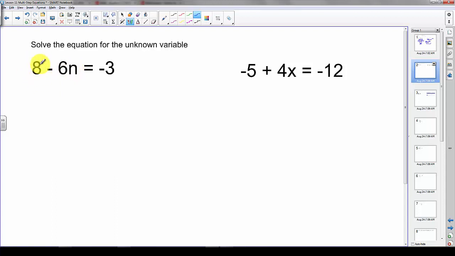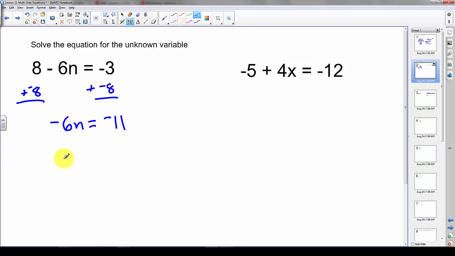If I want to undo an 8, a positive 8, I have to add a negative 8 to it. So I will add a negative 8 to this side. 8 plus negative 8 goes to 0. I'm left with a negative 6n is equal to negative 3 plus negative 8, same sign. So I keep the negative, add the two numbers, and I get 11.